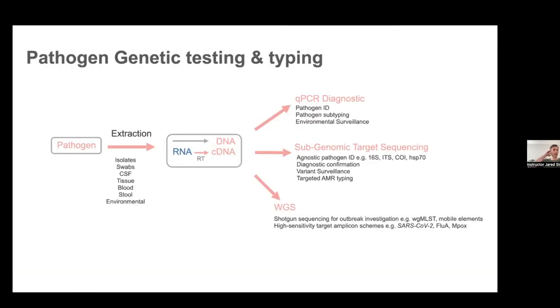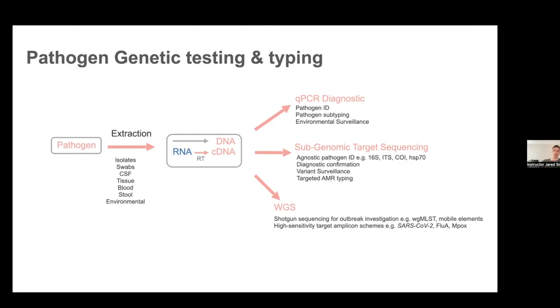All right, so let's talk a little bit about pathogen genetic testing and typing. There's a lot of different molecular tests you can do for pathogens, but they all sort of follow a similar workflow. You might take your sample, which could be anything from cultured isolates all the way up to just swabs or blood samples from the infected patient.